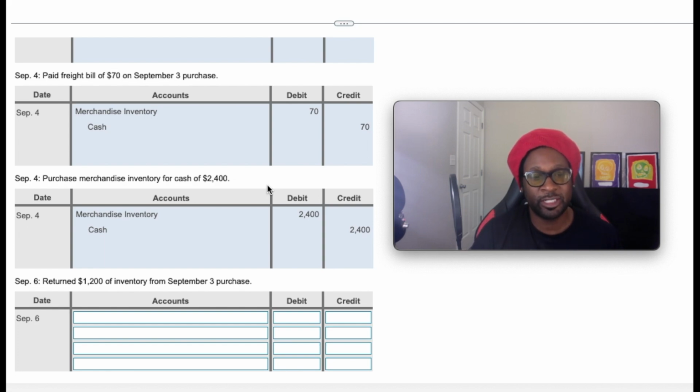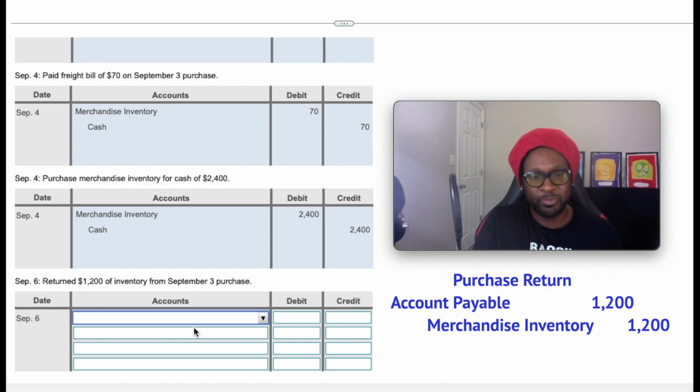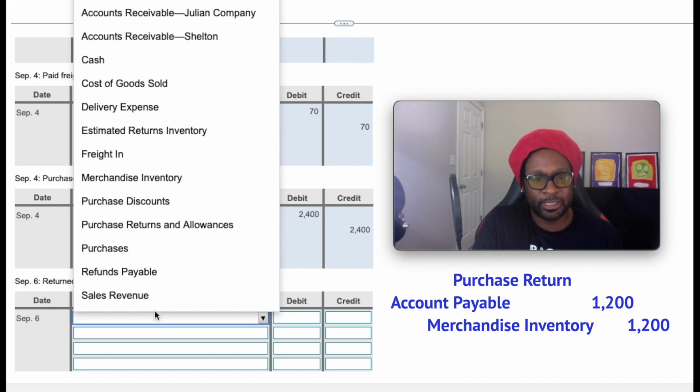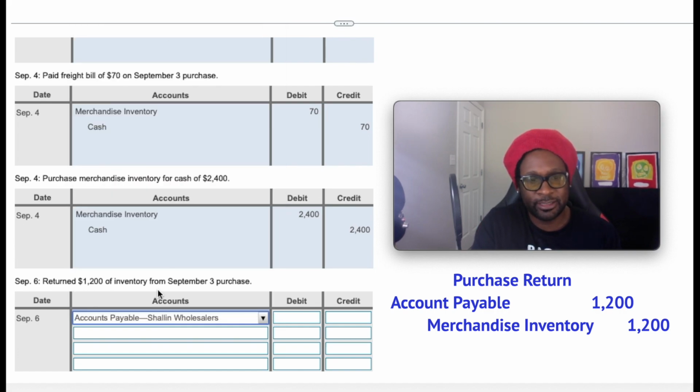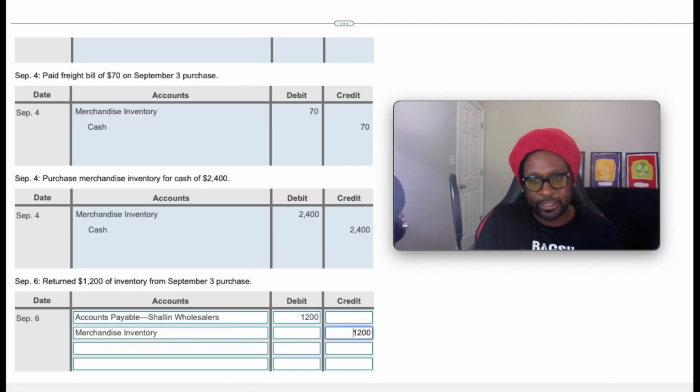Okay, gang, so we're still on the purchasing side, and this is considered a purchase return. And anytime that we have a purchase return, that reduces the cost of our inventory. Remember, one key fact about inventory is that it's always on the books at cost. So any purchase returns, any allowances, or any discounts on the purchasing side will always affect, thus reduce, the cost of our inventory. And since the September 3rd purchase was on account, we're going to debit accounts payable for Shaolin and credit inventory for $1,200. We're going to check our answer.